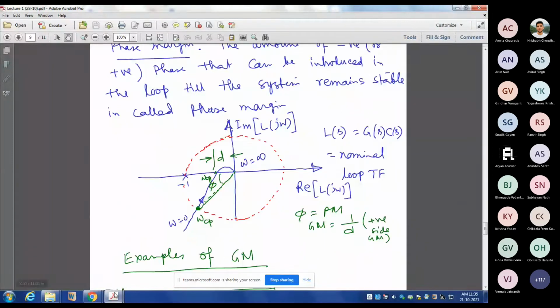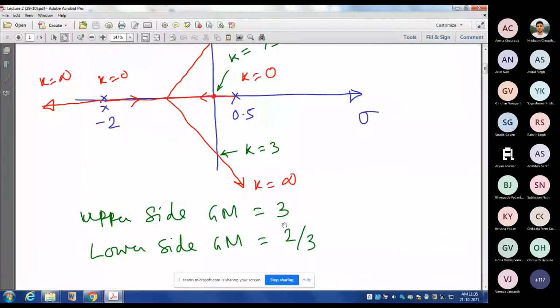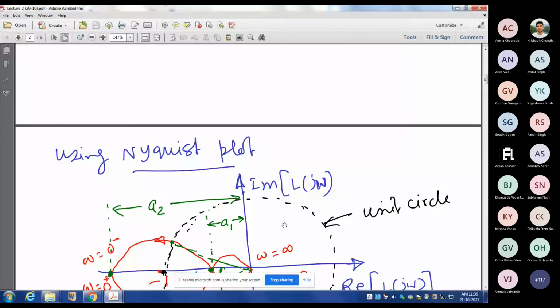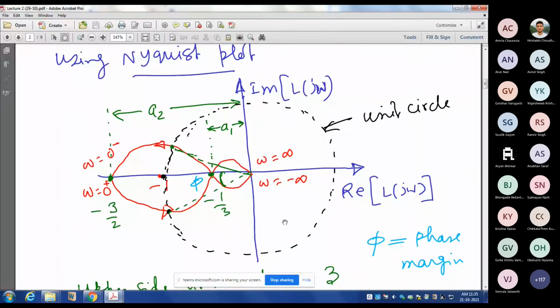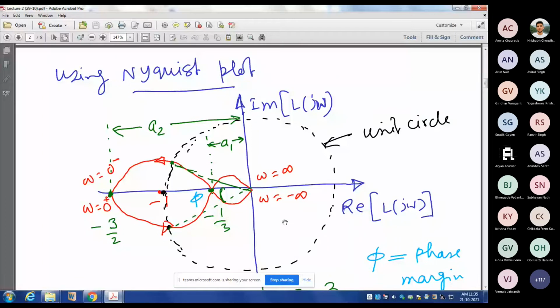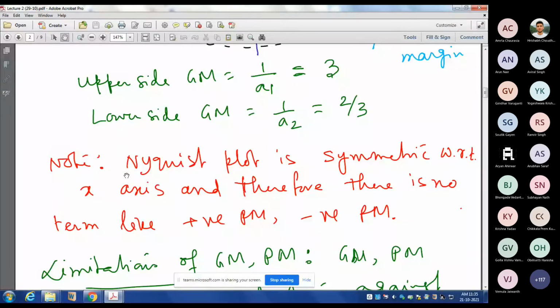So, this is about gain margin. Using the Nyquist plot, you can determine phase margin. So, the advantage of the Nyquist plot is that you can simultaneously determine gain margin and phase margin. The same thing I have written here. The Nyquist plot is symmetric with respect to the x-axis. So, that's why there is no term like positive phase margin or negative phase margin. Just the simple phase margin concept is used.